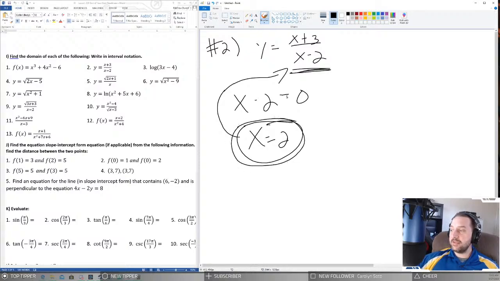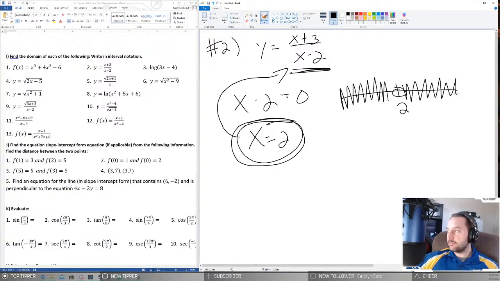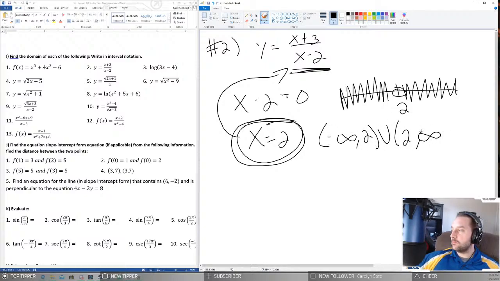So it cannot be that. So on my number line, I have 2. It can't be that. I did not say or mention it can't be anything else. So it'll be from negative infinity to 2, union from 2 to infinity.